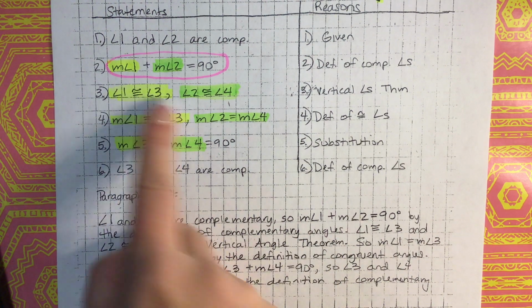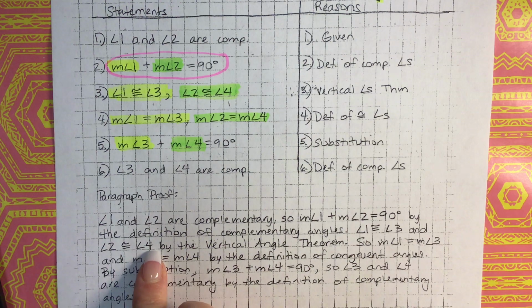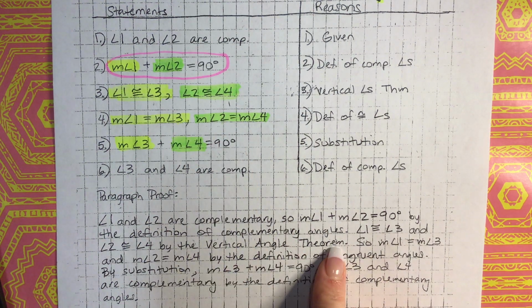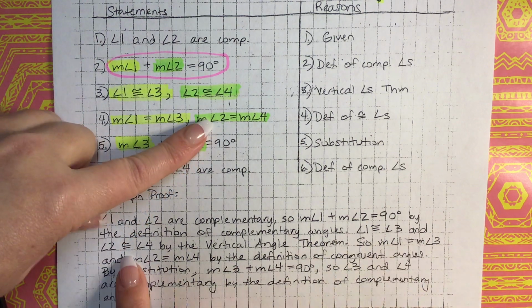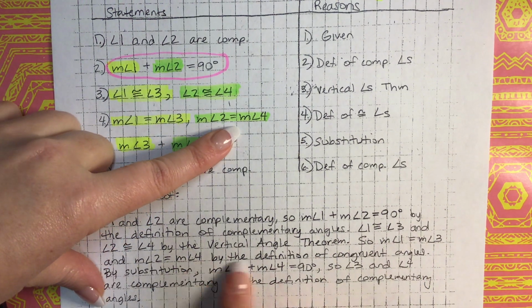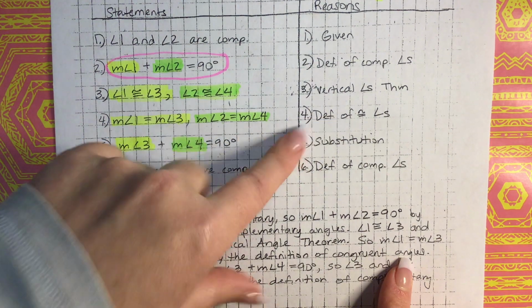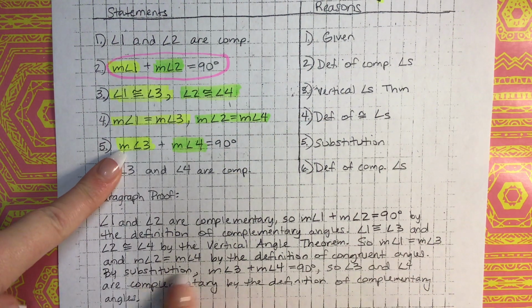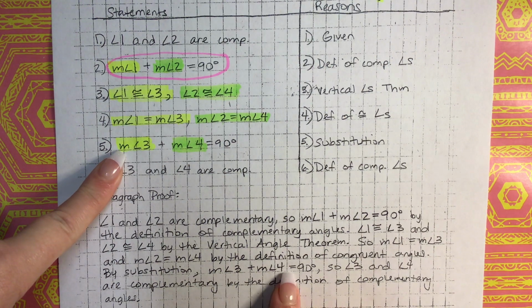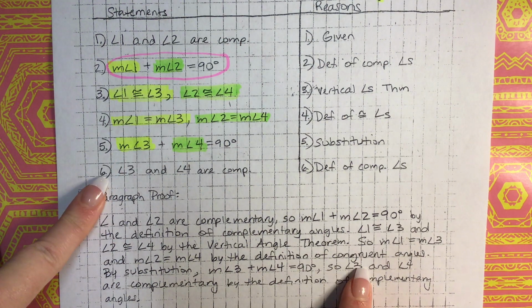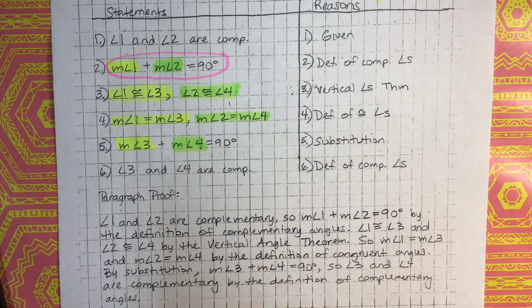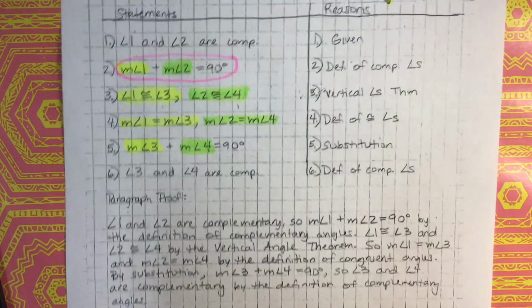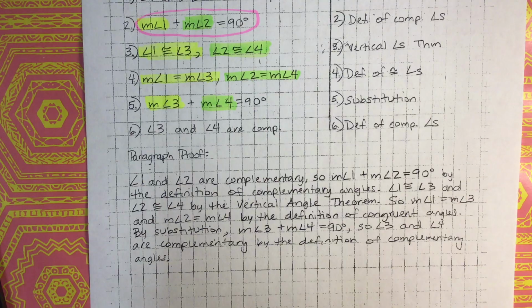Angle 1 is congruent to angle 3 and angle 2 is congruent to angle 4 by the vertical angles theorem. So the measure of angle 1 equals the measure of angle 3 and the measure of angle 2 equals the measure of angle 4 by the definition of congruent angles, right? Then by substitution, measure of angle 3 plus the measure of angle 4 equals 90. So angle 3 and angle 4 are complementary by the definition of complementary angles. So there you go. That's how you go from a 2-column proof to a paragraph proof.